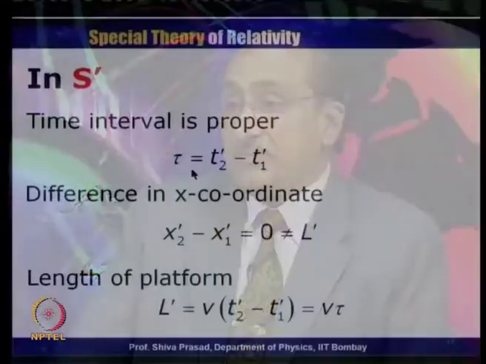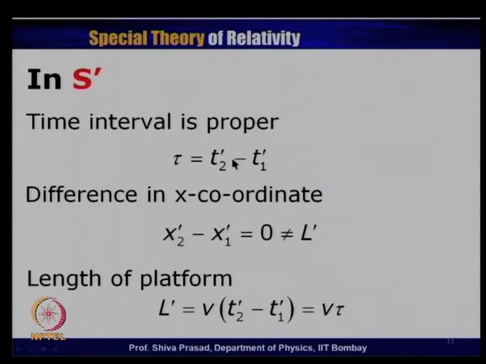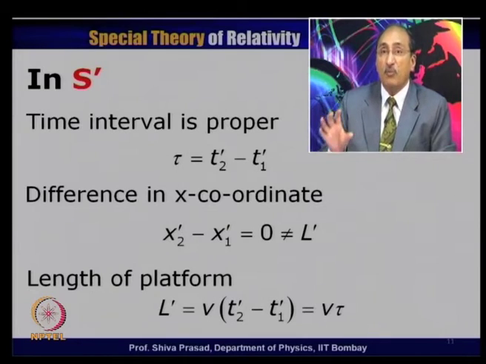So, this is what I have written here. The time interval is proper in the S prime frame of reference. Tau is equal to T2 prime minus T1 prime, and the difference in x coordinate, x2 prime minus x1 prime, is equal to 0, which is definitely not equal to the length prime. It means the length of the platform measured in the S prime frame of reference.